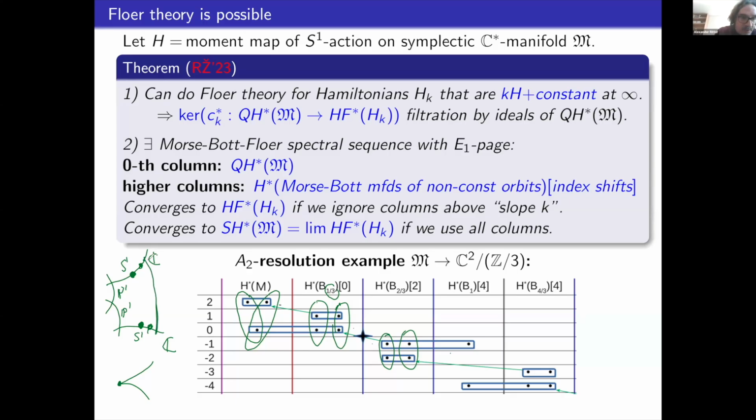So we get a whole hypersurface worth of orbits, and so it's a lens space. But since I'm using coefficients in characteristic 0, it's basically the same as the cohomology of a three-dimensional sphere. So that's the cohomology here, again shifted by indices. So you see, you get these various columns that are the cohomologies of these Morse-Bott manifolds of one-periodic orbits. In this particular case, this is a Calabi-Yau case, and we show the symplectic cohomology vanishes.